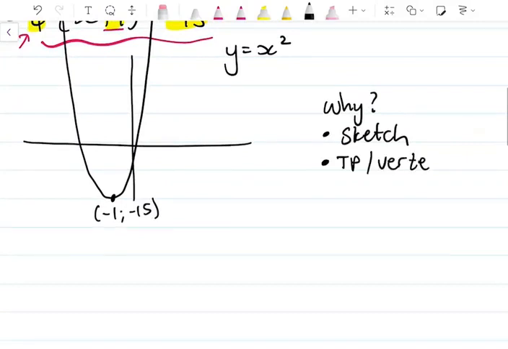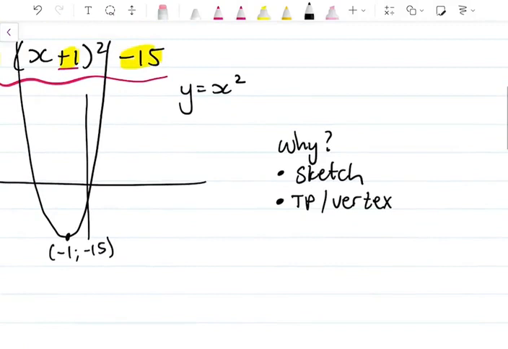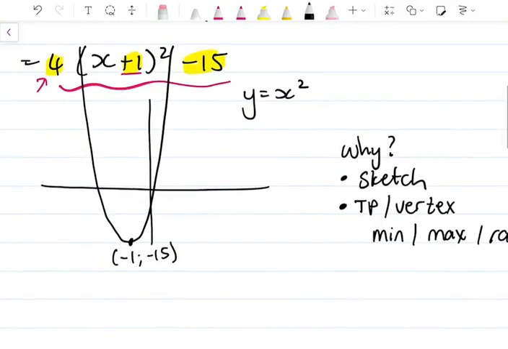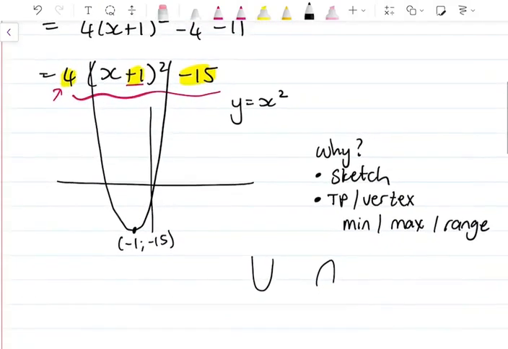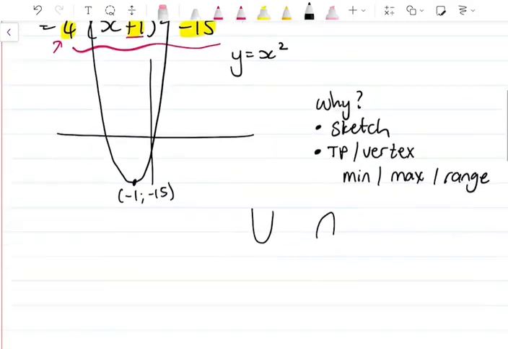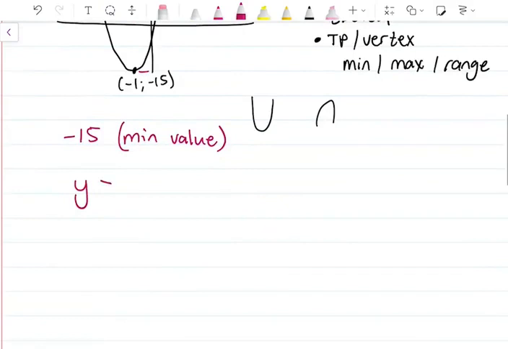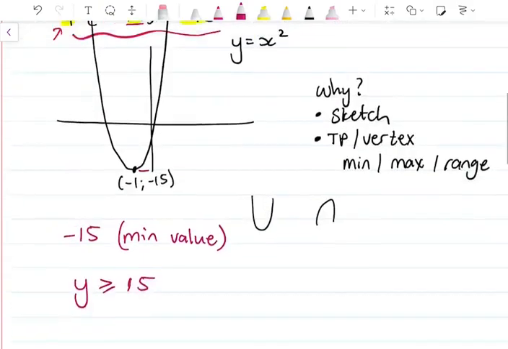Another word for that is the vertex. Or you could also get from this the minimum value, the maximum value, or the range of the quadratic. So in this case, because our 4 is a positive value, we know that our quadratic is faced upwards. If it was a negative value, it would be faced downwards. So we have a minimum value, and our minimum value is going to be negative 15. So we're looking along the y-axis. Our lowest value there is negative 15. Okay, and in other words, that means for our range, our y is greater than or equal to negative 15.